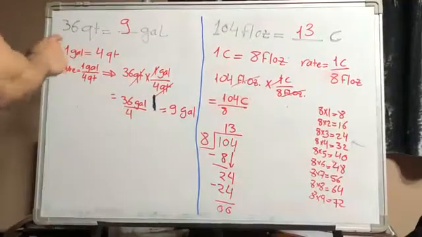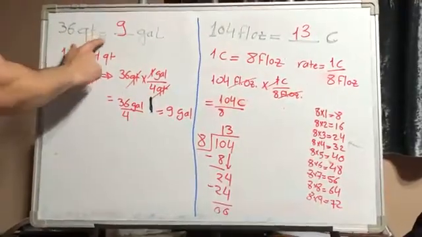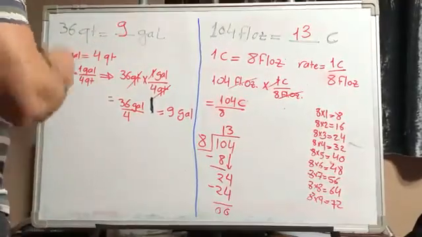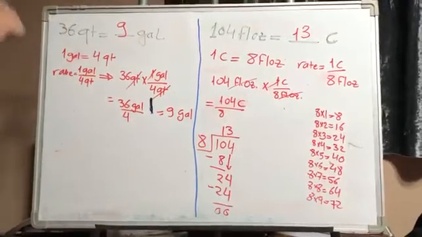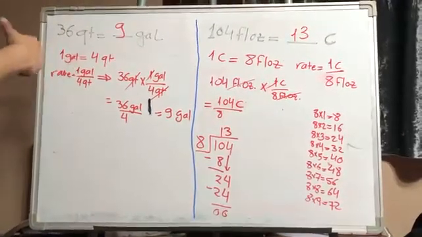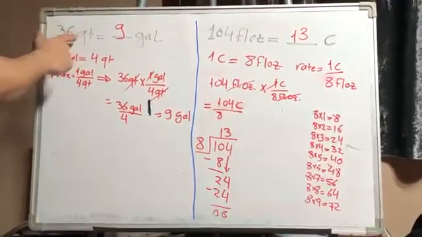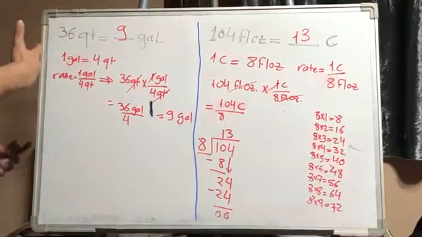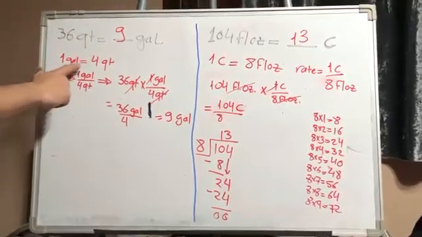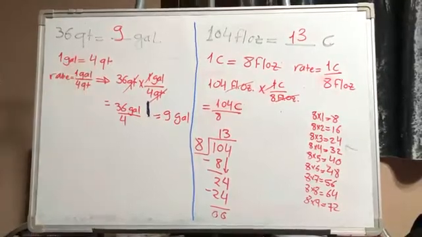Let's take a look at these examples. Here I have 36 quarts equals how many gallons? What is the relationship between King George and the queens? King George married 4 queens. That means 1 gallon equals 4 quarts.